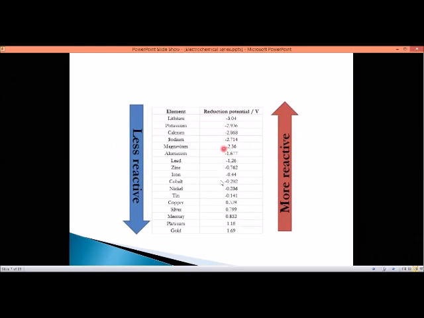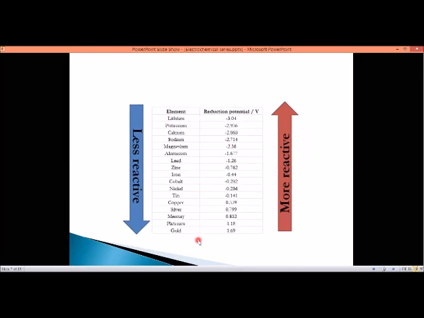So let's see here. Here you can see lithium, potassium, calcium, sodium, magnesium, aluminium, and so on. And here you can see the reduction potential. It starts from minus 3.04 and goes up till 1.69. So what is happening? The reduction potential is changing.